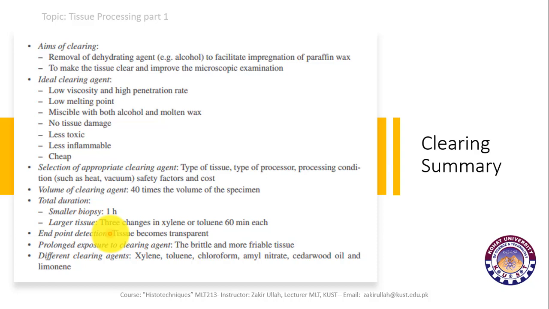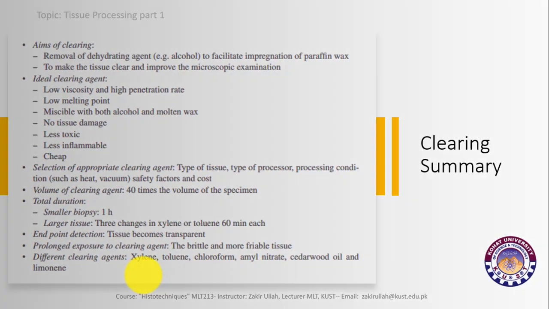The end point comes when the tissue becomes completely transparent, and if the tissue is placed in the clearing agent for a long time, it may become brittle and friable. So, xylene, toluene, chloroform, amyl nitrate, cedar wood oil and limonene are the clearing agents which are used in the different histopathological labs.